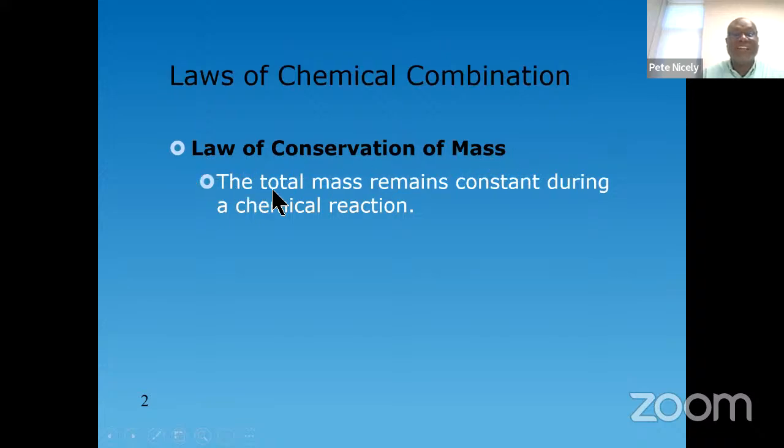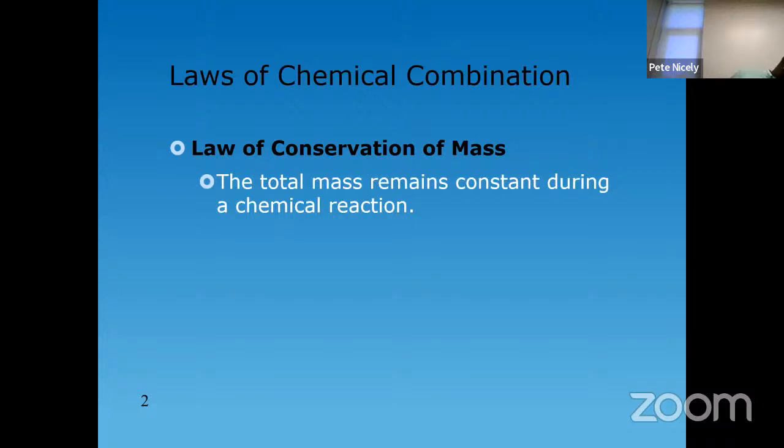And basically what that law says is that the total mass remains constant during a chemical reaction. So in other words, in any chemical reaction, the total mass of the reactants would be equal to the total mass of the products, all right? So basically what this is saying is that the mass of all the materials involved in a reaction is conserved. So that's the law of conservation of mass.